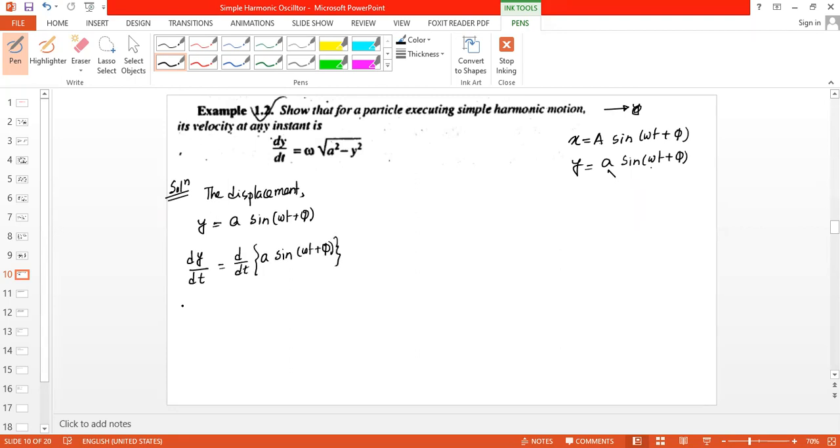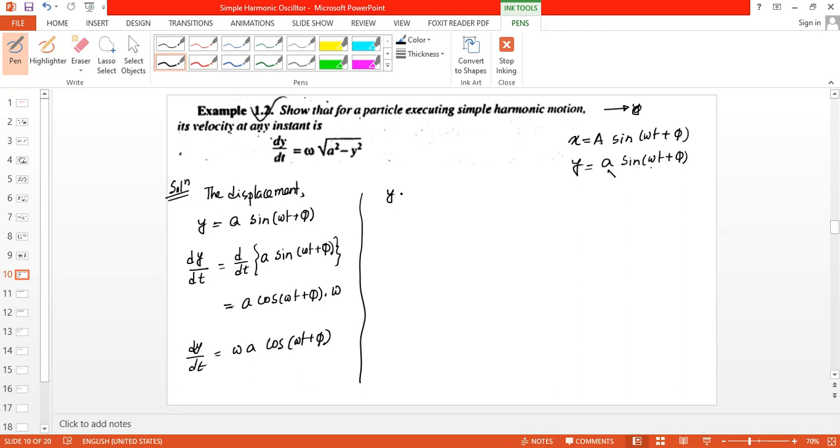Okay. So dy by dt is basically equal to, if we differentiate this, a is constant, it will not be affected by differentiation. Sin omega t, if I differentiate sin, it will give us cosine of (omega t plus phi) into the derivative of omega t, which after differentiation gives omega. So basically dy by dt equal to omega a cosine of (omega t plus phi). Okay. So this is the value of velocity, but we have to show that this is equal to the given expression. So now, how to do that?